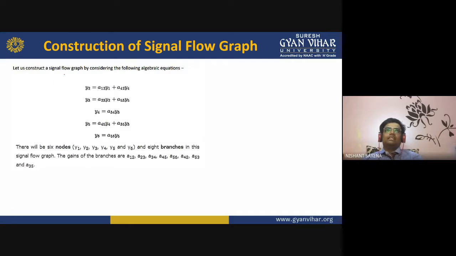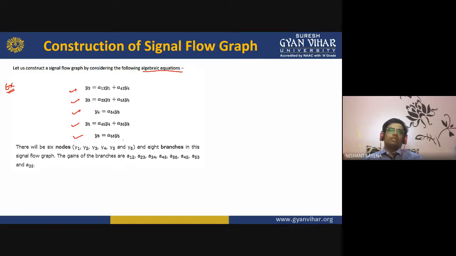Let us construct a signal flow graph. Let's take an example. Let us construct a signal flow graph by considering these algebraic equations. I have told you we are having some algebraic equations, which are nothing but the input-output relationships, or giving some information about the transfer functions. So there will be 6 nodes.